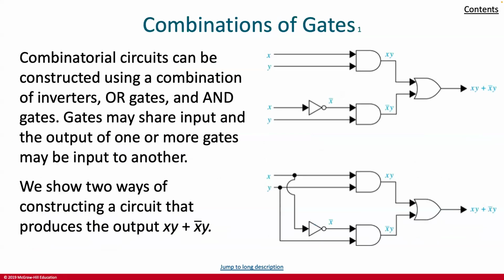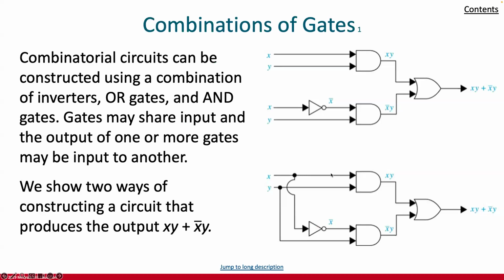Then we can have these combinatorial circuits constructed using a combination of inverters, OR gates, and AND gates. We have two examples over here. The gates may share inputs, and the output of one or more gates may be input to another. And what this squiggly line means, if you've never seen this kind of circuit diagram, is that these two wires don't touch. And when you have this solid dot, that means that they do.